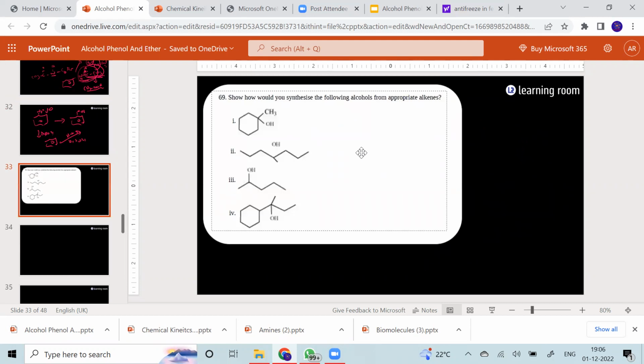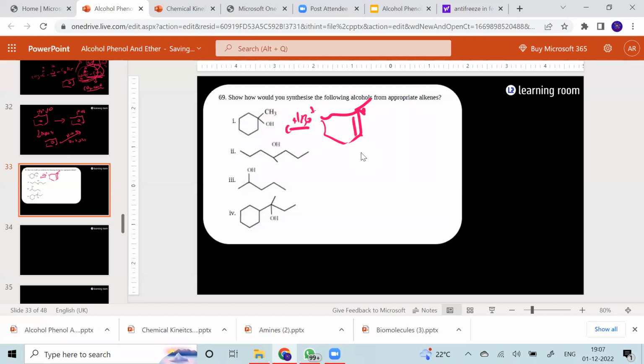How would you synthesize the following alcohol from appropriate alkenes is what they're asking. Now, that's very simple, right? Remember that whenever I go for alkene hydration, I have to go for Markovnikov's generally. So I would have had a CH3 and an alkene like this, and H3O plus. Obviously a carbocation would have formed, and OH will go to the more stable carbocation. OH will come here only, right?